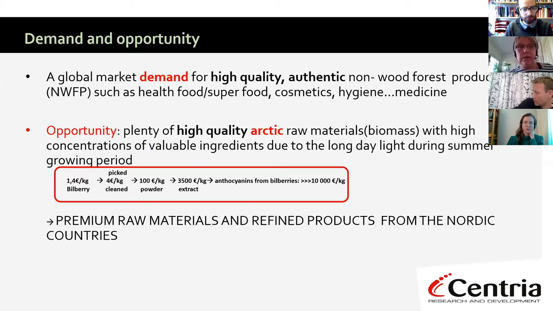So here I give you an example of value growth for the bilberry case, and of course the prices can vary depending on the crop, annual crop. So if it was like 1.4 euros per kilogram picked, and then picked and cleaned, 4 euros, and for powder, 400 euros per kilogram. And if it's sold as an extract, it could be 3,500 euros. And if it's sold as anthocyanins, it could be more than 10,000 euros per kilogram. So there are plenty of opportunities to refine these high-value raw materials into high-value-added products in the Nordic countries.